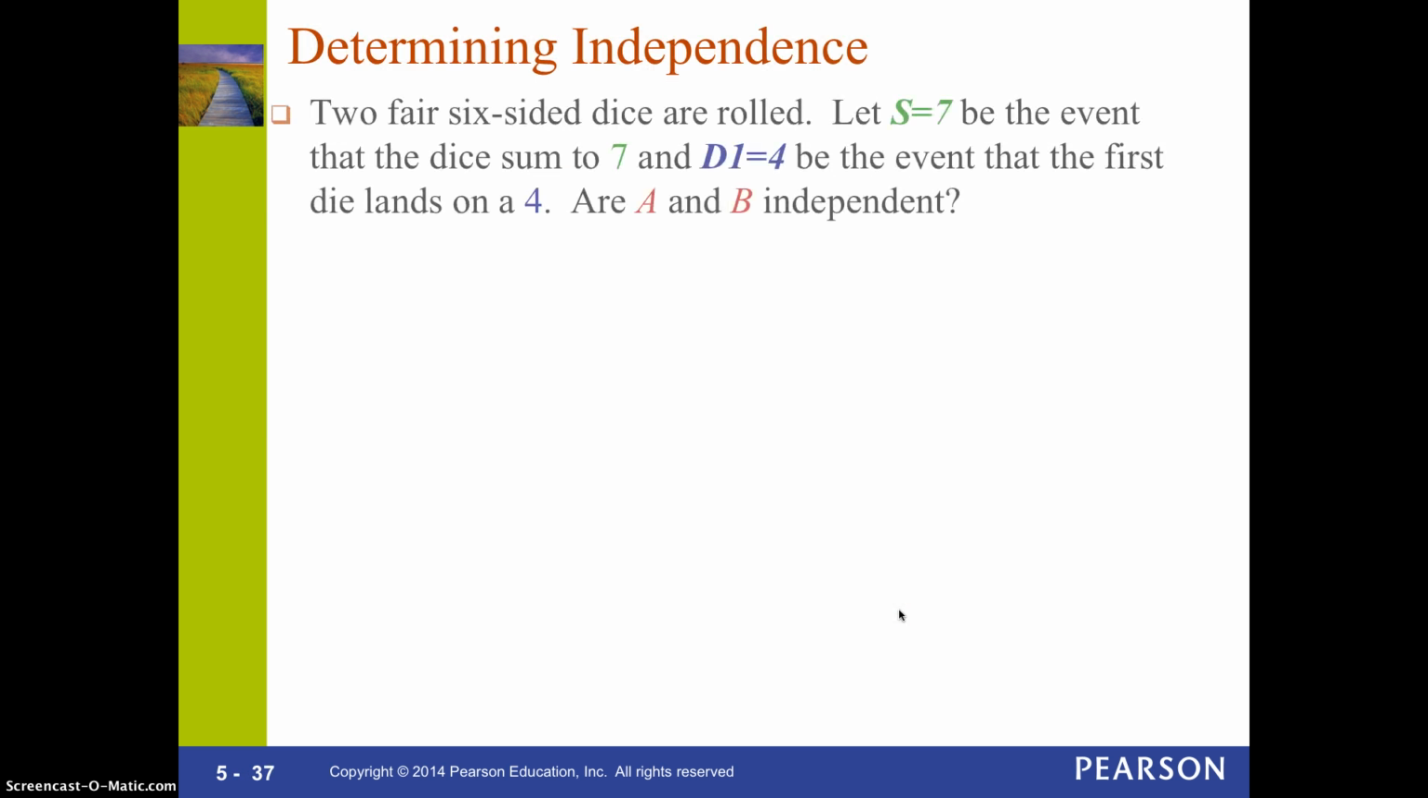Okay, so let's look at something to determine if it is independent. Two fair six-sided dice are rolled. Let S equal 7 be the event that the dice sum to 7, right? So we're going to add up the two numbers. And let D equal 4 be the event that the first dice lands on a 4. Are A and B independent?